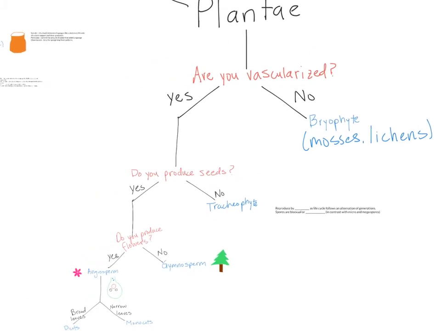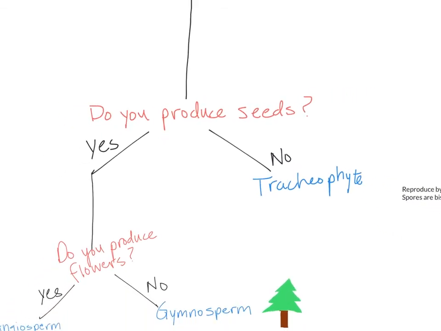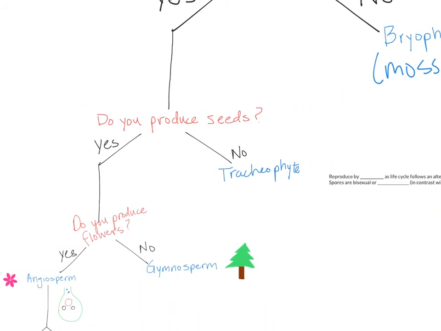So if you do have vascular tissue, the next question we need to ask is, do you produce seeds? If you do not produce seeds, then you're a tracheophyte. If you do produce seeds, then we'll move on to the left side of the flowchart.